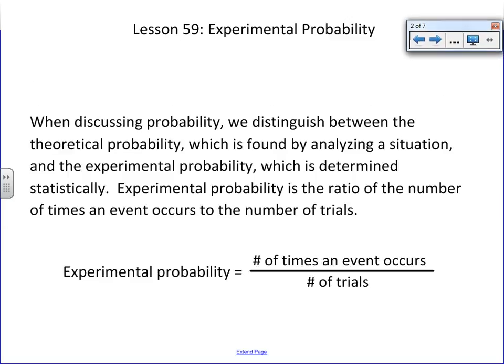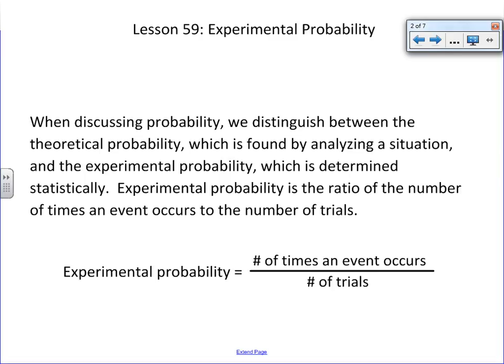What we're talking about today is Lesson 59, Experimental Probability. When discussing probability, we distinguish between the theoretical probability, which is found by analyzing a situation, and the experimental probability, which is determined statistically. Experimental probability is the ratio of the number of times an event occurs to the number of trials. So, the experimental probability is equal to the number of times an event occurs divided by the number of trials.